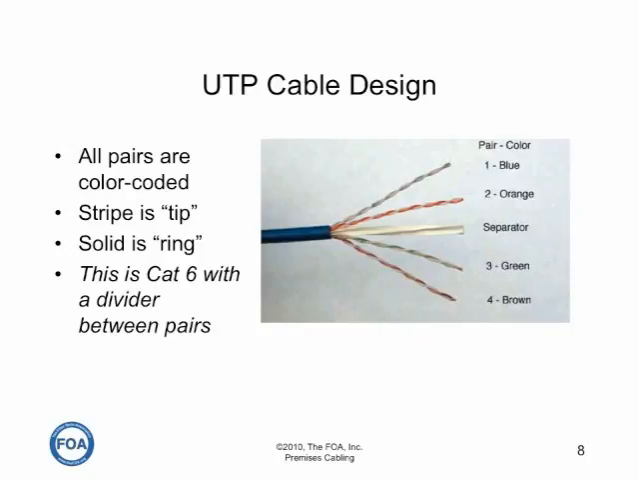In a typical category-rated UTP cable design, you'll find that all 4 pairs are color-coded: blue, orange, green, and brown, and each pair has a solid wire and a striped wire. This is a Category 6 cable with a center divider which keeps the pairs apart and increases the crosstalk performance.